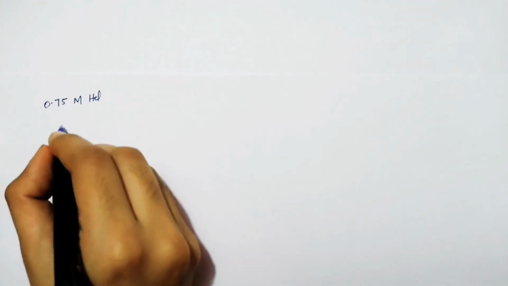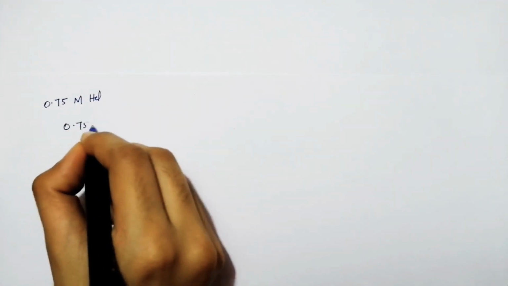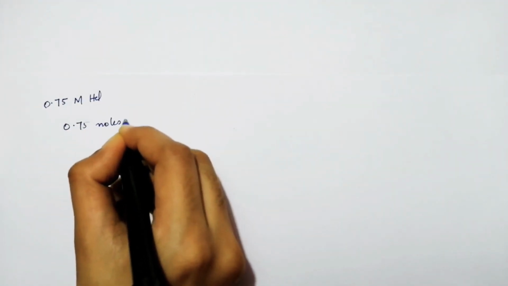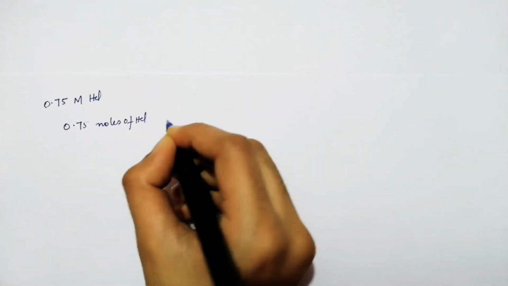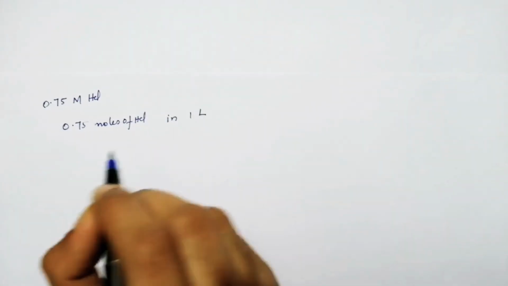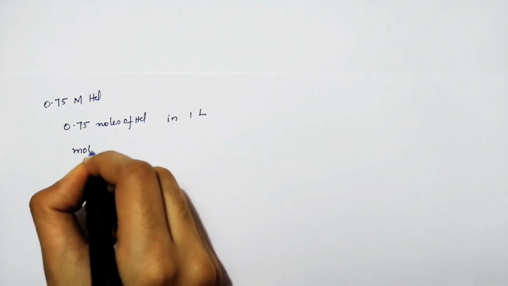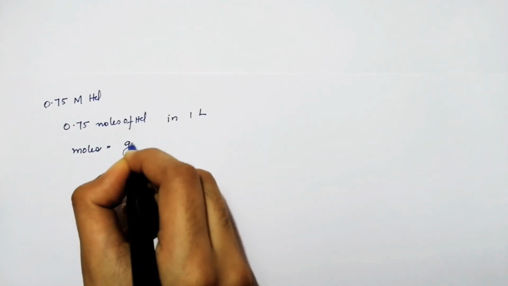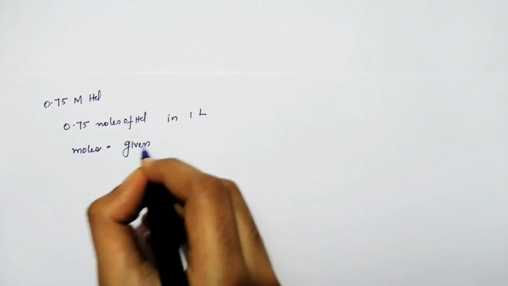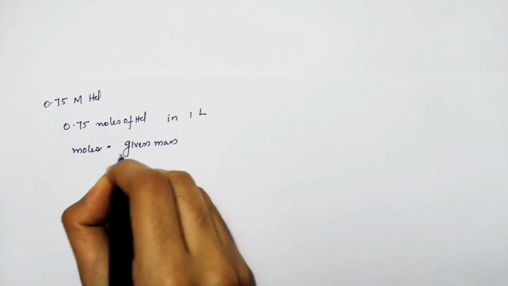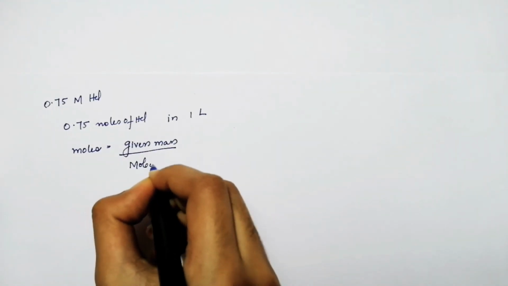From the question, we are given 0.75 molar HCl. This means 0.75 moles of HCl is present in 1 liter of solution. Now, when we know the moles, we can calculate the given mass using the formula number of moles is equal to given mass divided by the molecular mass.